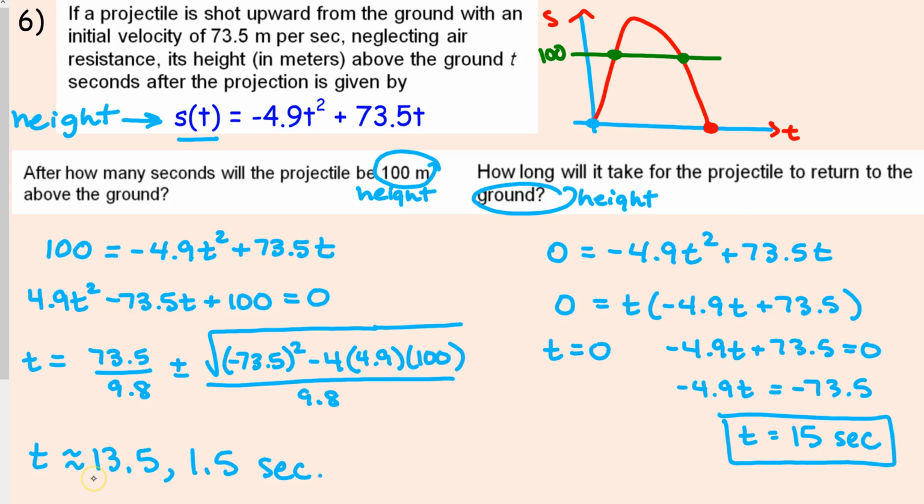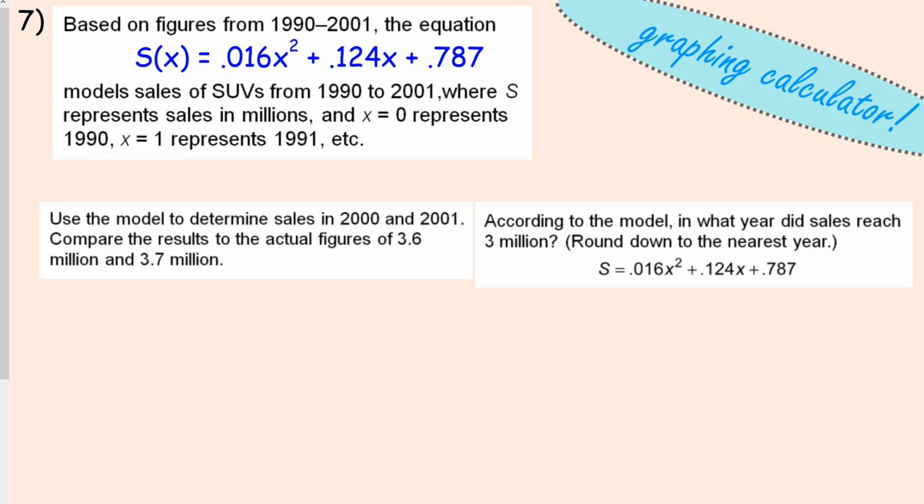Okay, let's see what we have in store for the final problem. So this problem has an equation S of x, which represents the sales of SUVs from 1990 to 2001. S is the sales in millions, and x equals 0 is the year 1990, x equals 1 is the year 1991, etc. So we have 2 parts again, and we're going to use a graphing calculator to solve this one.